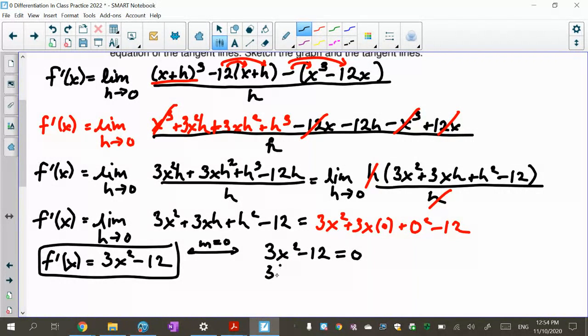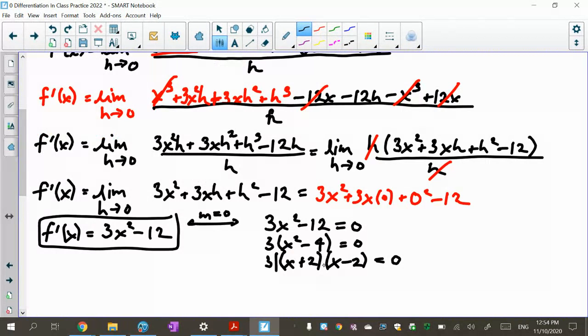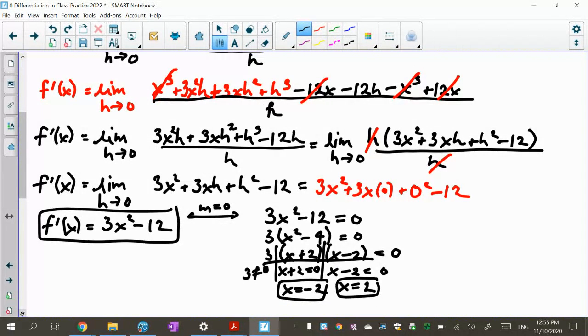I factor out the 3, so I have x squared minus 4 equals 0. Then I factor that some more: 3 times x plus 2 times x minus 2 equals 0. Then I do my big T to solve for this. So 3 will never equal 0, but thanks for helping. x plus 2 equals 0, and x minus 2 equals 0. So x equals negative 2 and x equals 2. And I knew that already because we had already graphed it.